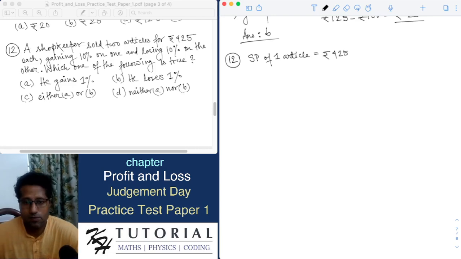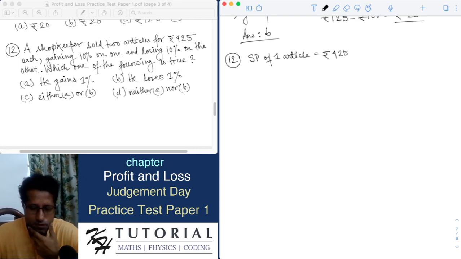Now always remember this gain percent and loss percent are always based on cost price. This is a very, very important thing that you should always keep in mind in solving the problem, otherwise you will solve the problem incorrectly and you will get wrong answer.